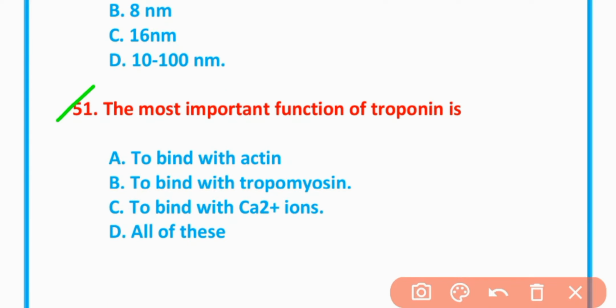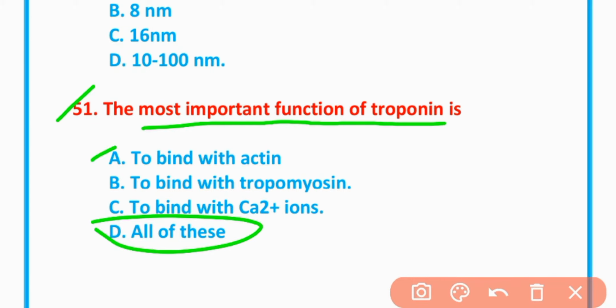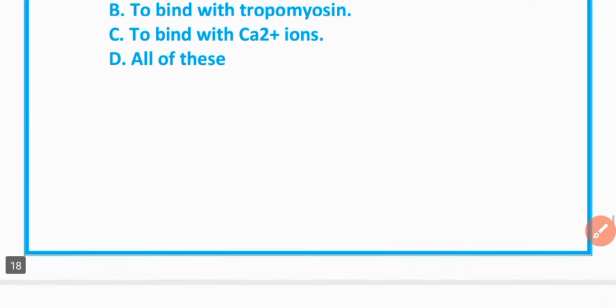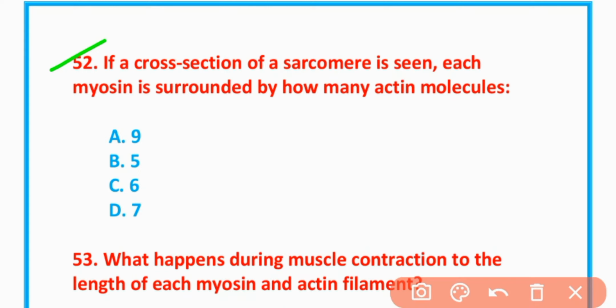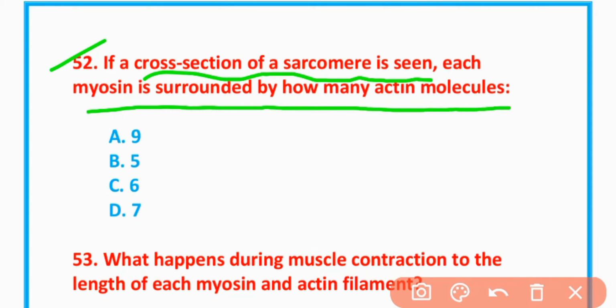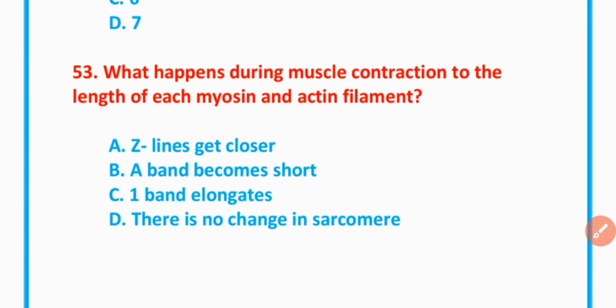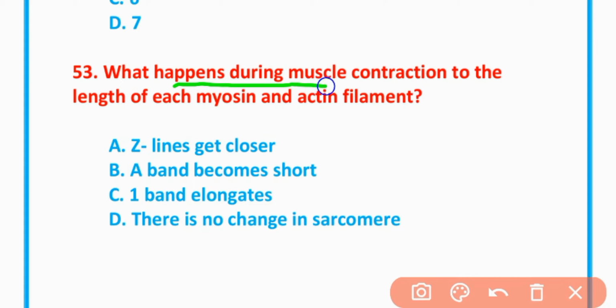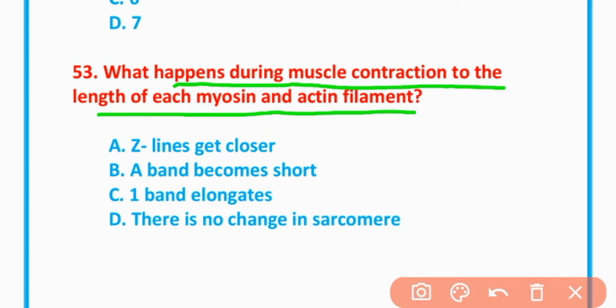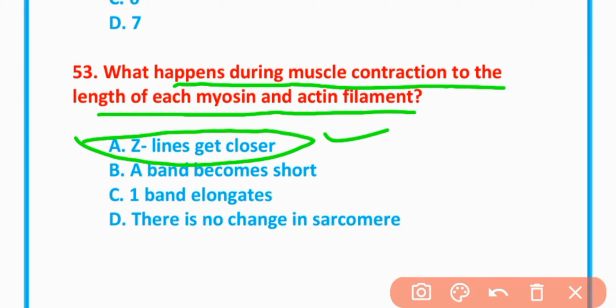MCQ number 51. The most important function of troponin is all of these: to bind with actin, to bind with tropomyosin, to bind with calcium ions. MCQ number 52. If a cross section of sarcomere is seen, each myosin is surrounded by how many actin molecules? 6 actin molecules. What happens during muscle contraction to length of each myosin and actin fiber? Zeal and get closer is a correct option.